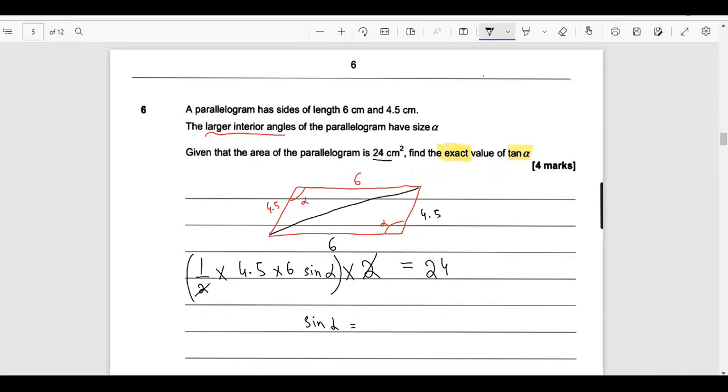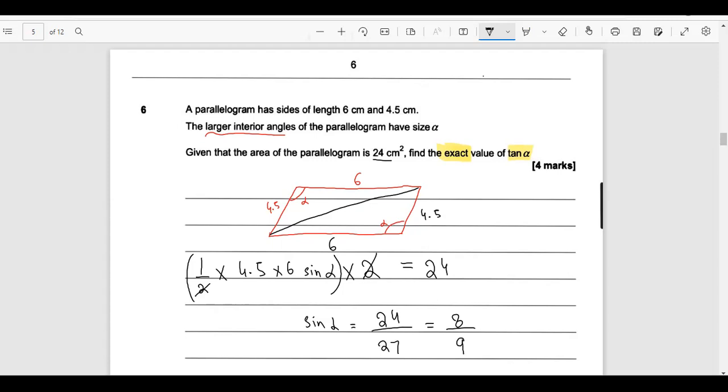So 24 divided by 4.5 into 6. 4.5 into 6 is 27. So 24 divided by 27 will do that. This is going to give you 24 divided by 27, that is going to be 8 by 9.